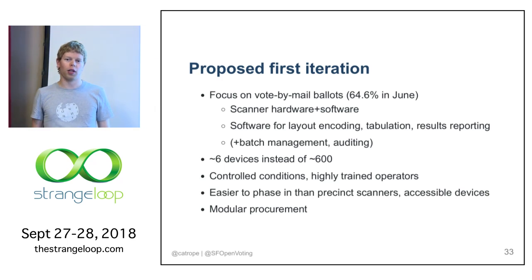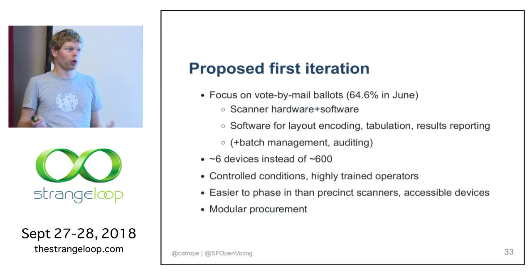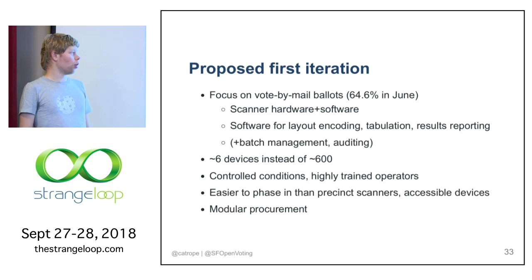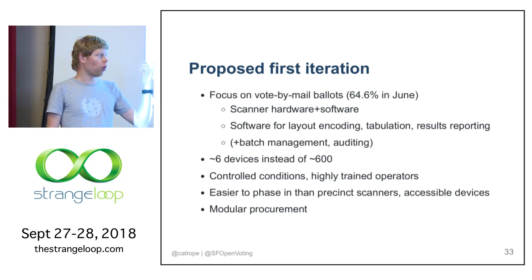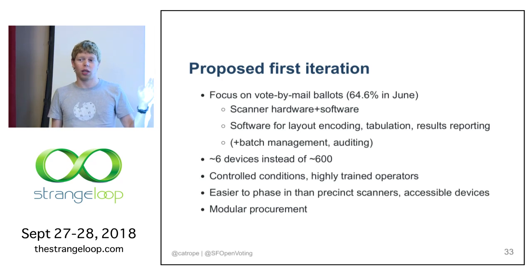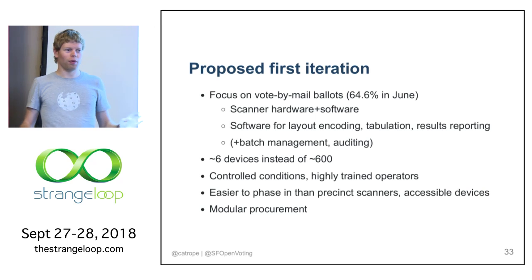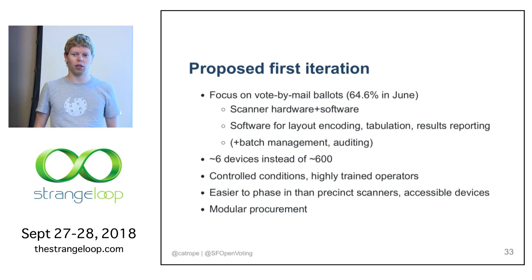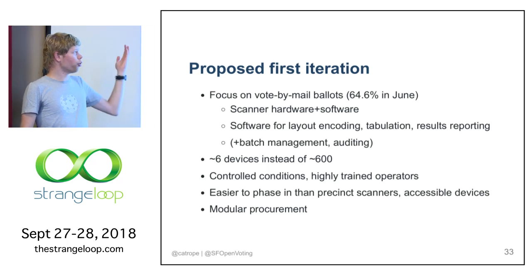You only need to buy a couple of devices. You don't need to have hundreds of devices that you need to truck around the city and need to be completely foolproof. So this is going to be easier to phase in than just polling place scanners. It's especially going to be easier than accessible devices, because accessibility is hard. People have all sorts of disability issues that you've never imagined, and it's really hard to get that kind of stuff right.